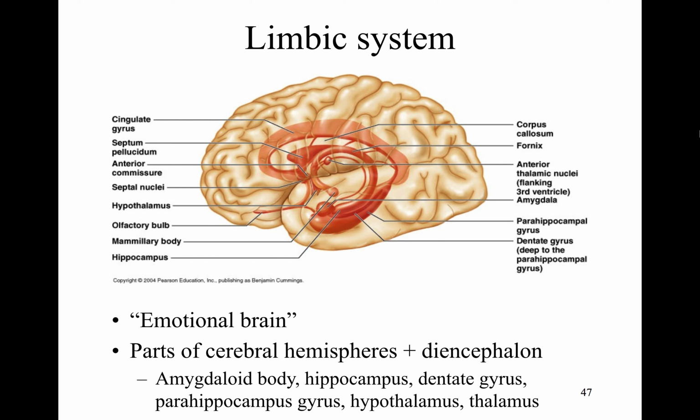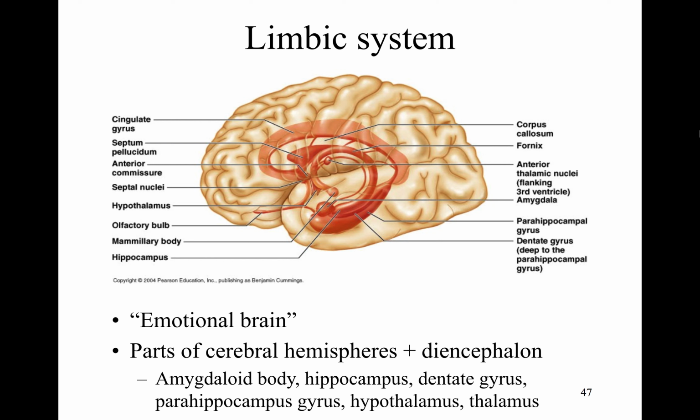So our first functional brain system is the limbic system. The limbic system is a network of neurons that crosses parts of the cerebral hemispheres and the diencephalon and functions as our emotional brain.